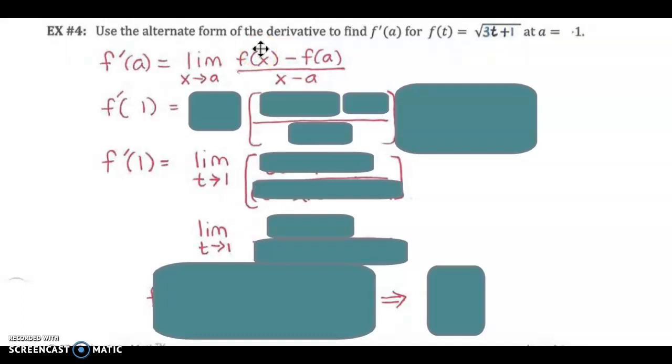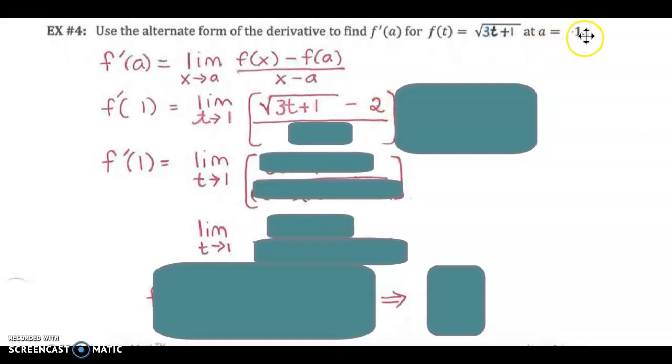Okay, so we have the limit as t approaches 1, because we're using t's and this is 1. So the limit as t approaches 1, okay, and it's f of x, so that's square root of 3t plus 1, minus f of a, so that's going to be negative 2. So if we were to plug 1 in for this function, we'd have 3 times 1 plus 1, which would be the square root of 4, which is 2. So that's how we get this value here. And all of that is over x minus a, so x minus 1, or t minus 1.